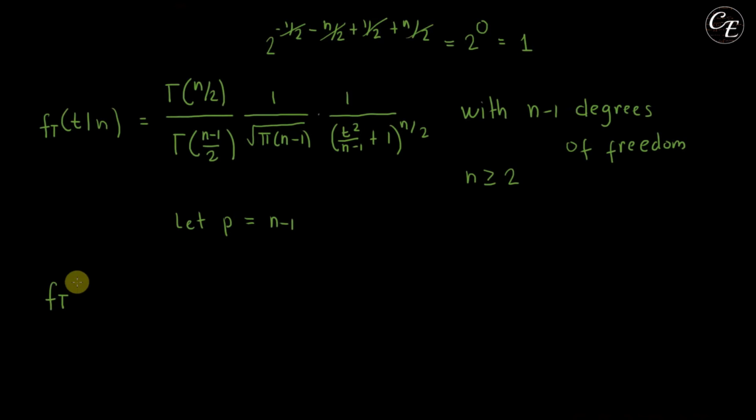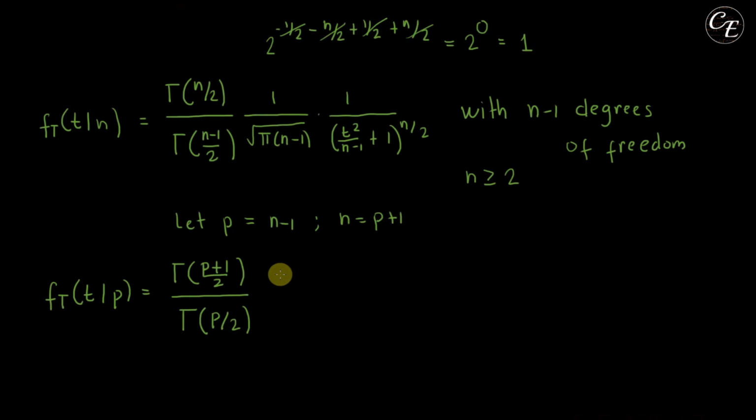So our PDF for t distribution in terms of the parameter p will be equal to, from here we have n is equal to p plus 1, so in here we have gamma of n, which is p plus 1, over 2, and then over gamma of n minus 1, so we have p over 2, and then in here we have 1 over square root of pi times n minus 1, which is p, and then in here we have 1 over, so we have t squared over n minus 1 which is p, and then plus 1, and then raised to n over 2, which is p plus 1 over 2.